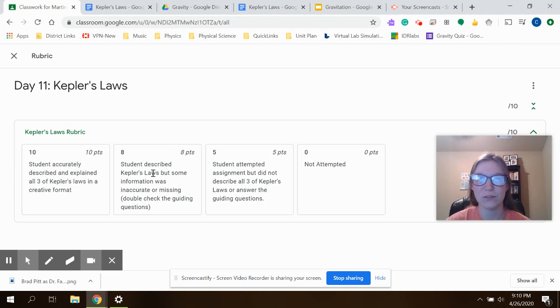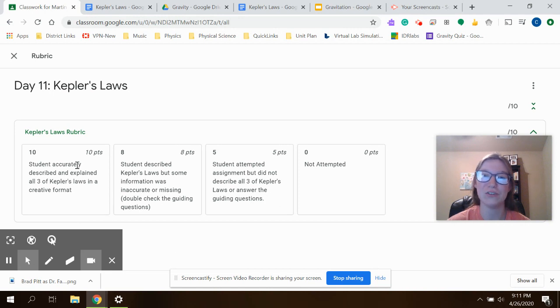For an 8, notice there's nothing about how unique or creative you are being. If creative things are not your thing, first of all, I'd like to say that everyone has at least one creative thing that they like. But if this sort of artistic style of presentation isn't your thing, then choose the 3 paragraphs. Choose the Google Slides. Go for it. Use whatever works for you. You can only get an 8 if you did all 3 laws, but some of your information wasn't quite right, it was a little bit inaccurate, you were missing some stuff, you forgot to answer a few questions, etc.